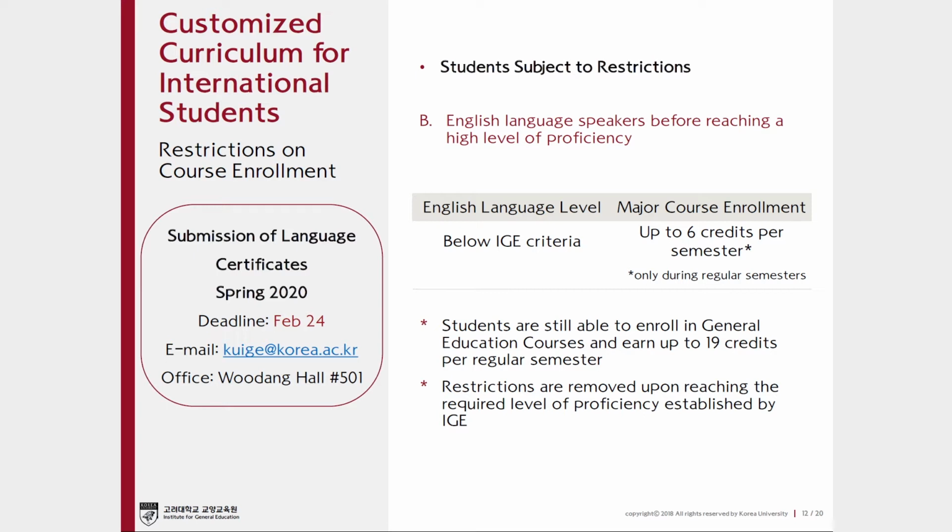So if you have additional language certificates to prove your English proficiency, please submit the paper until 24th of February by email or visiting our office, or your restrictions will stay in place.